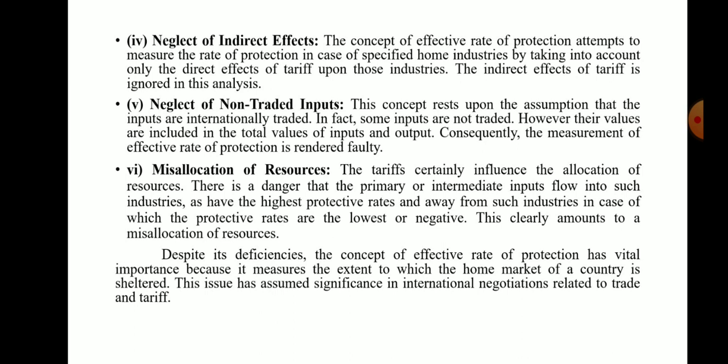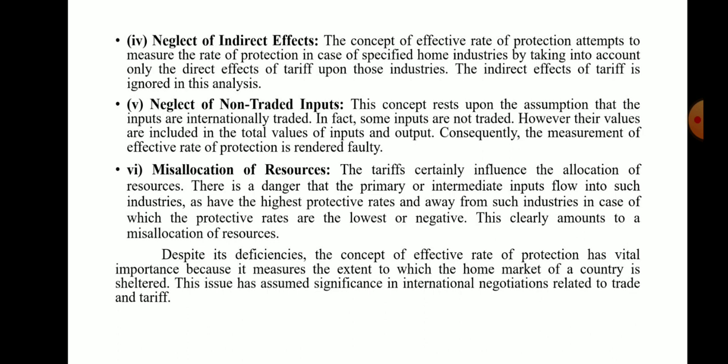Neglect non-traded inputs. This concept rests upon assumption that the inputs are internationally traded. In fact, some inputs are not traded. However, their values are included in the total values of inputs and output. Consequently, the measurement of effective rate of protection is rendered faulty and misallocation of resources.